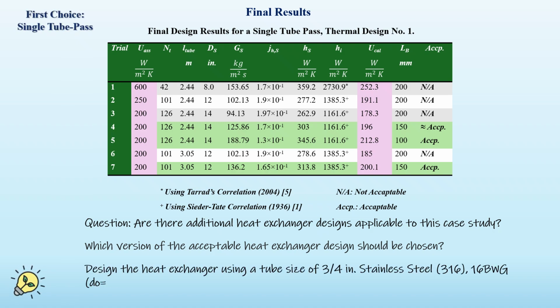And you can practice what we said in this episode. You may use the same requirements with a selected tube of 3/4 inch stainless steel 316 with outside diameter of 19.05 millimeter and inside diameter 15.75 millimeter in a single tube pass. If you repeat the design, you may contact me if you need any help to finalize the design of this heat exchanger.